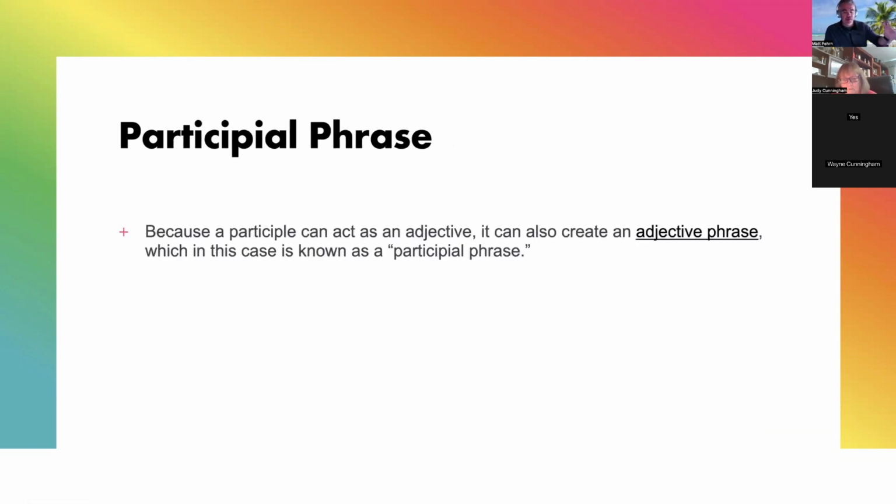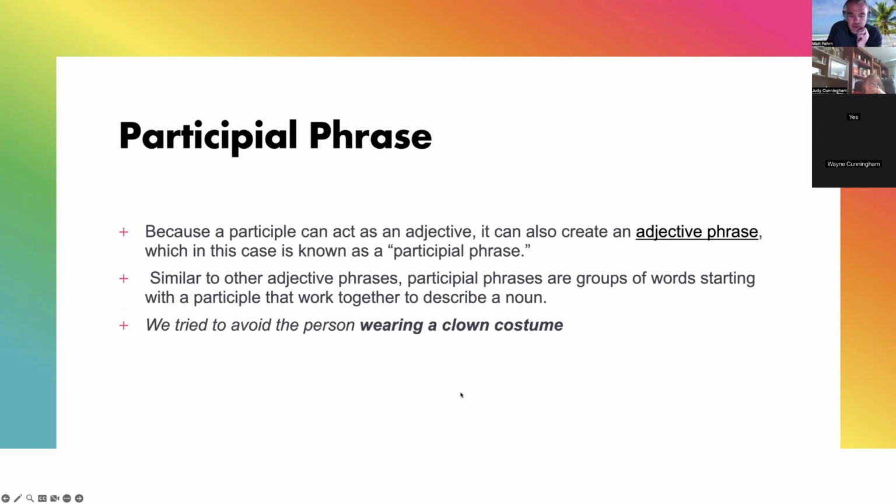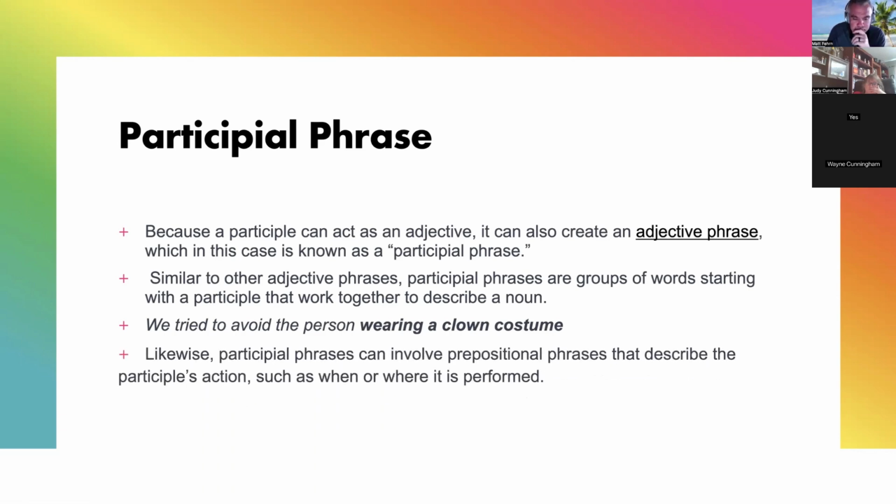And then we have these participle phrases. Because it can act like an adjective, it can also create an adjective phrase, and it's known as a participial phrase. So, for example: we try to avoid the person wearing the clown costume. You just take that whole wearing a clown costume as the participial phrase. They can also involve prepositional phrases that describe an action or how something is performed. Walking on the beach, we saw the clown again.